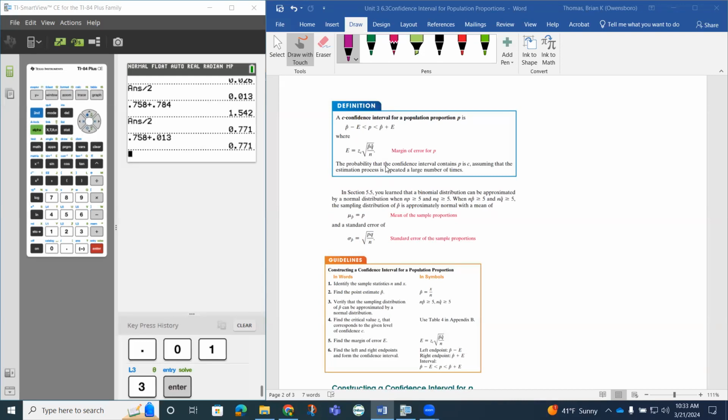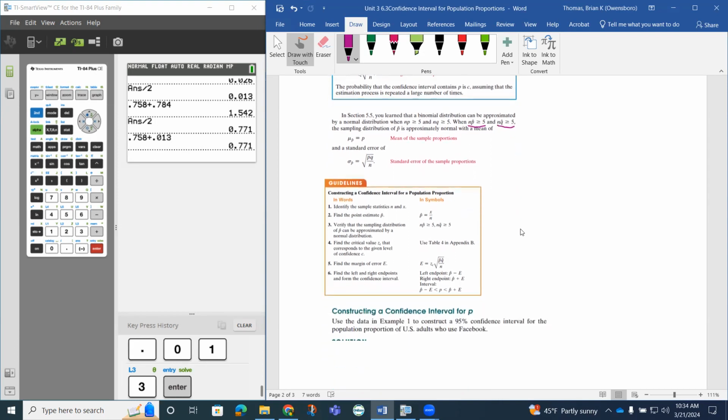So again, this all kind of is tied into some other things. Like we said, the normal distribution has to be involved as well. But remember, some things have to hold true for us: this n times p hat has to be greater than or equal to 5, and this n times q hat has to be greater than or equal to 5 as well, for us to move forward in our problem.